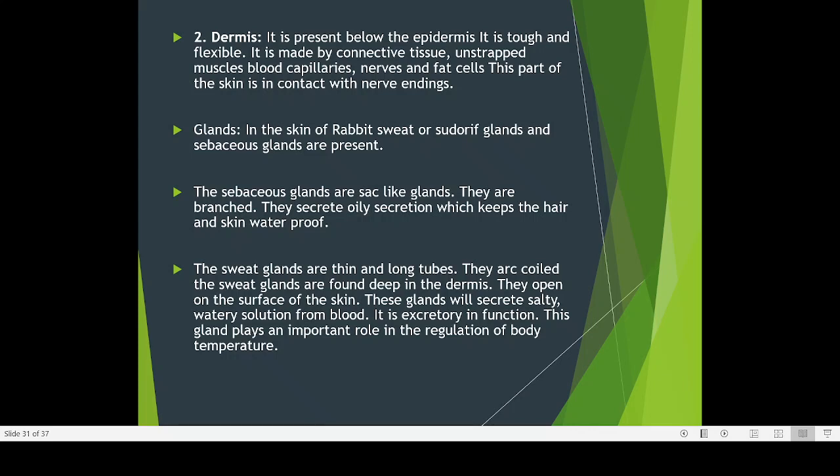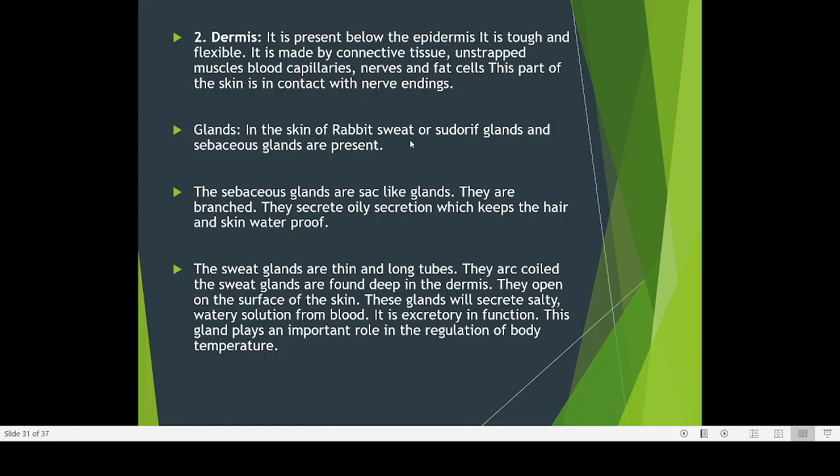So in the dermis we can find different types of structures. We can find connective tissue, and muscles, especially unstriated muscle. Then blood capillaries, nerves, and fat cells are there. You can also find different types of nerve endings. So the dermis is composed of several different types of tissues. Now we will see that in the dermis we can also find glands.